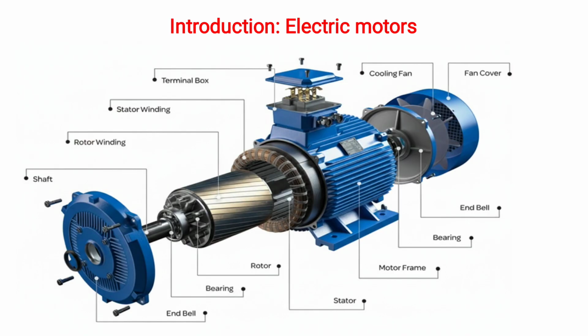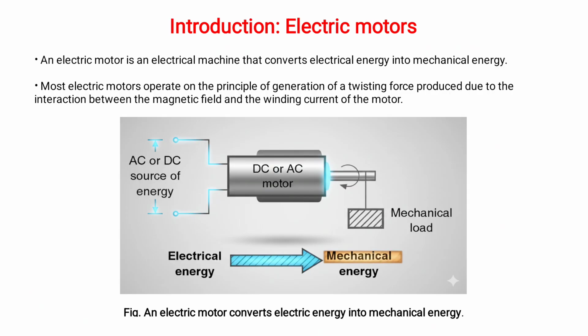So let's see what is meant by an electrical motor. An electrical motor is an electrical machine, and that machine converts electrical energy into mechanical energy. Whenever we give an AC or DC source of energy to that electrical machine, at the output side it will give us mechanical energy.